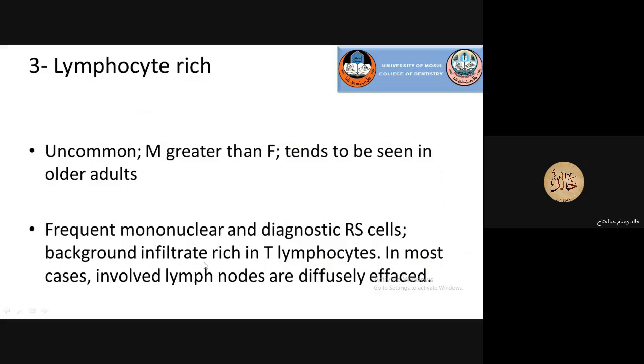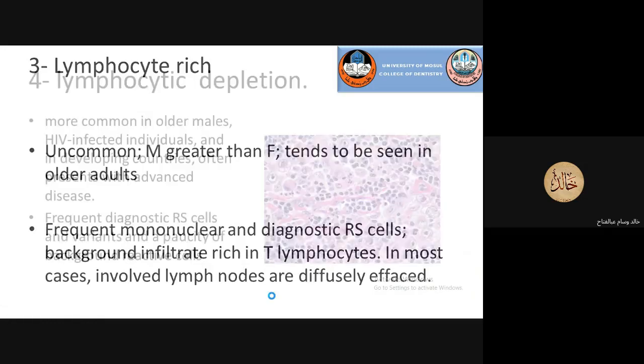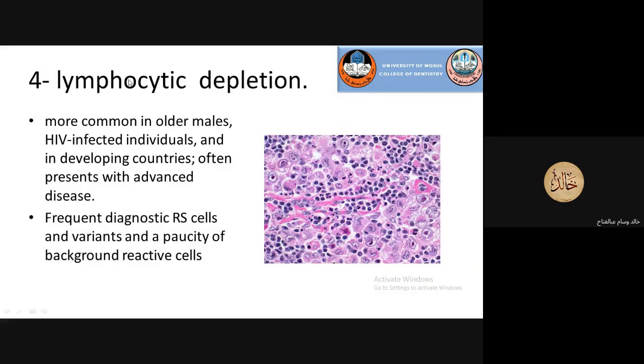We have in this variant frequent mononuclear and classic RS cells, and the background here is different from the mixed cellularity. It is just containing T lymphocytes, and in most cases the lymph node will be diffusely effaced. The last type of classical Hodgkin, we call it lymphocyte depletion.